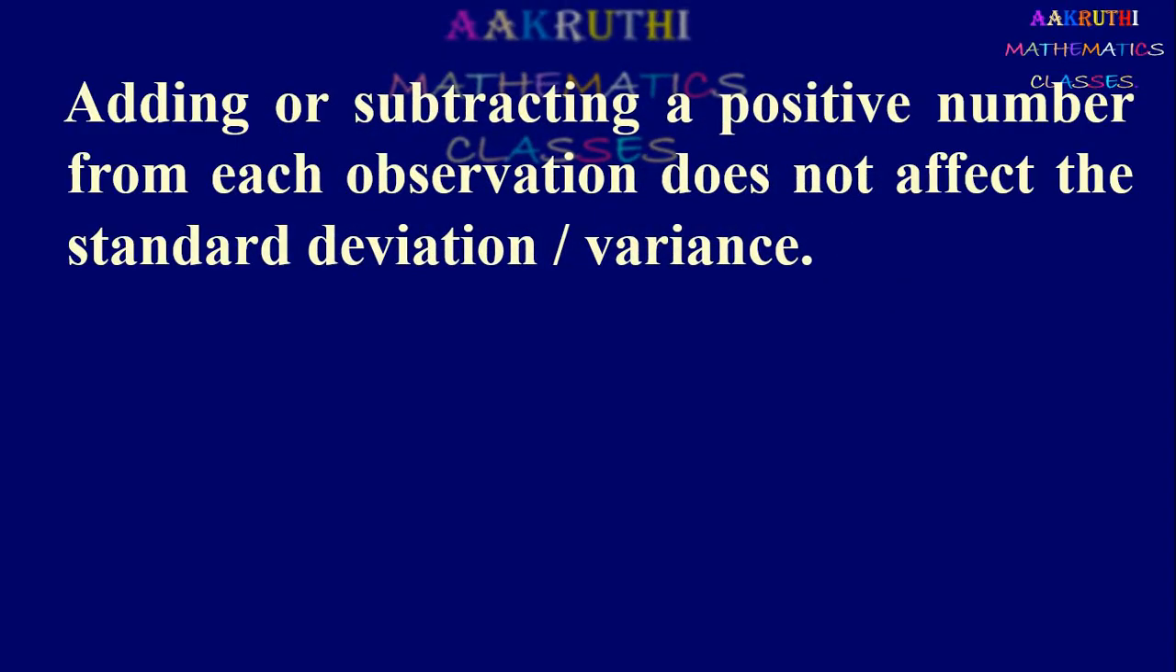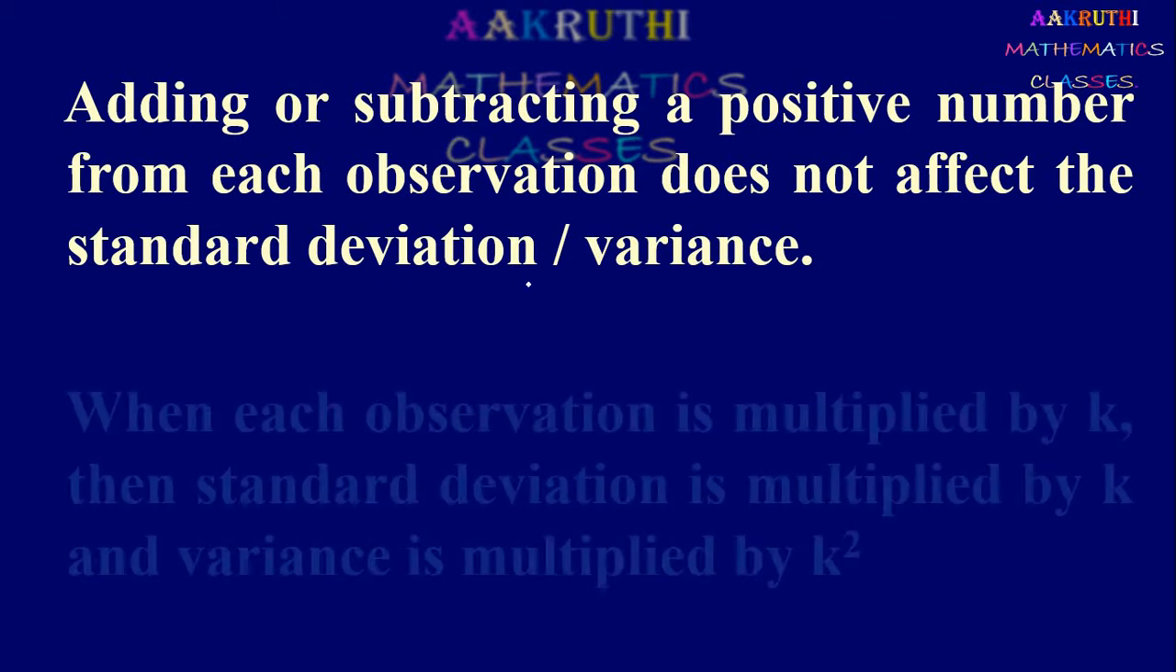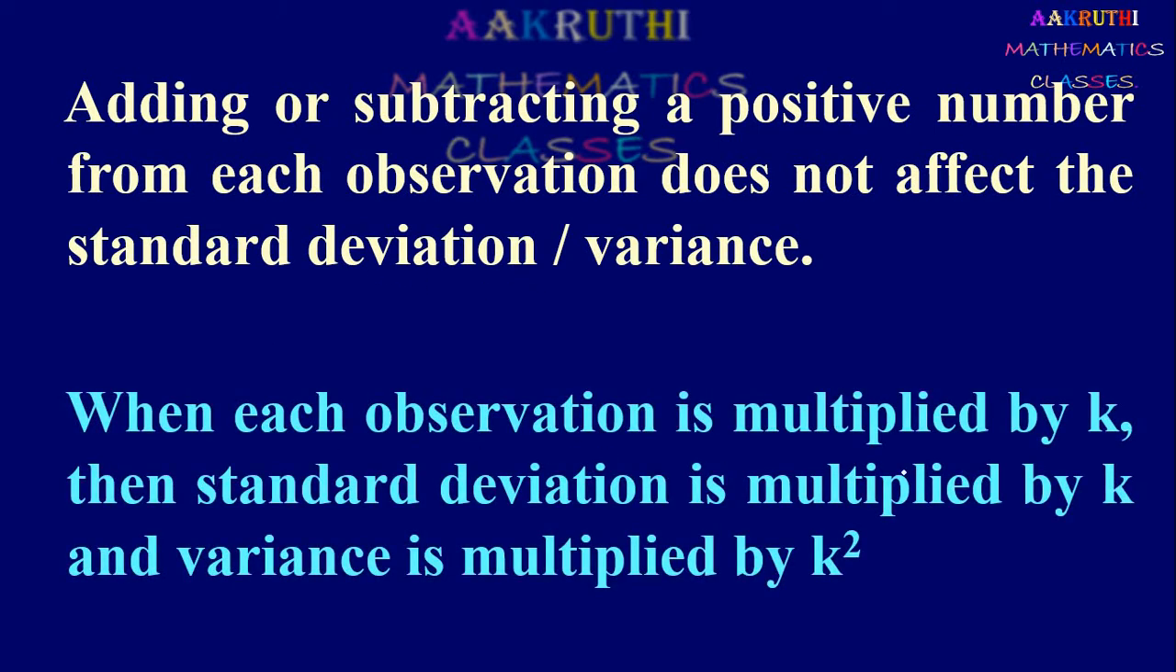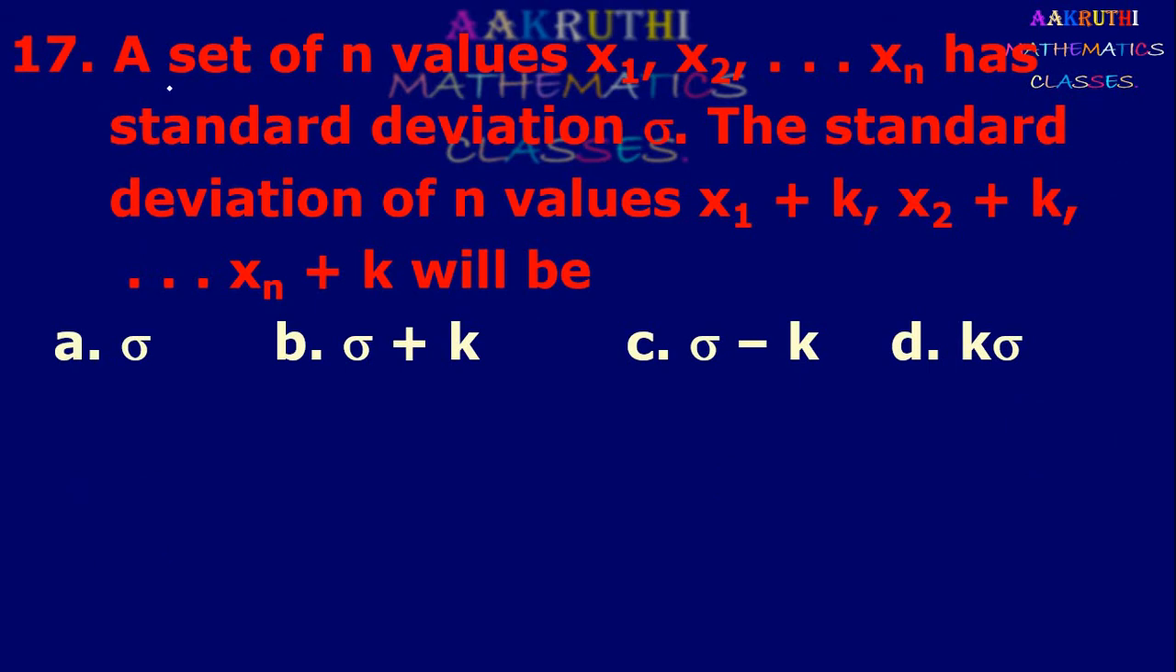Here we see some properties of standard deviation and variance. Adding or subtracting a positive number from each observation does not affect the standard deviation or variance. That is, when we add or subtract any number from the given data, the standard deviation and variance do not change. The next property: when each observation is multiplied by k, then standard deviation is multiplied by k and variance is multiplied by k square. That is, the standard deviation of new data will be k times the previous standard deviation and the new variance will be k square times the previous variance. So we see some problems related to these properties.